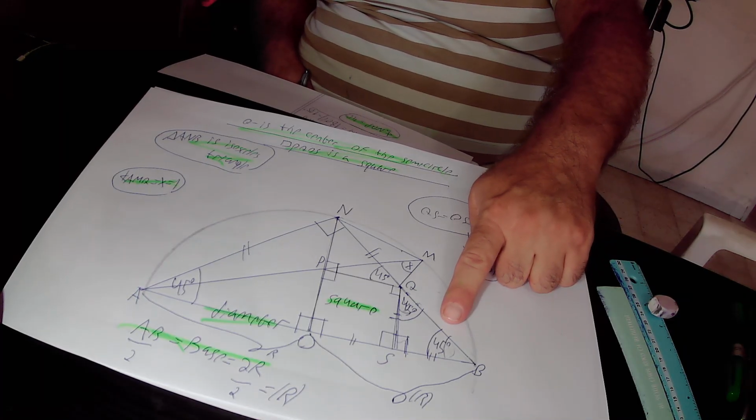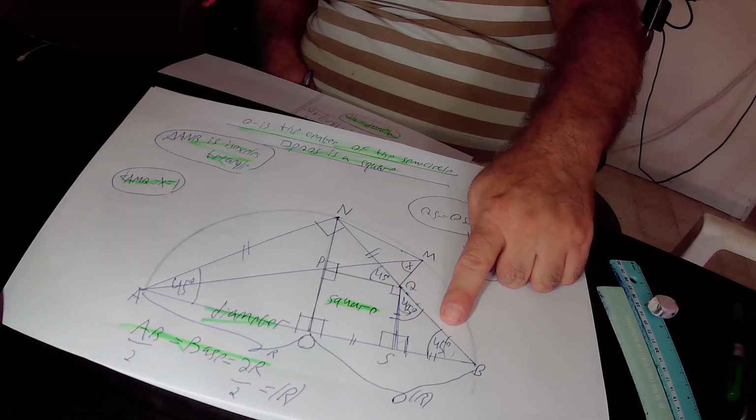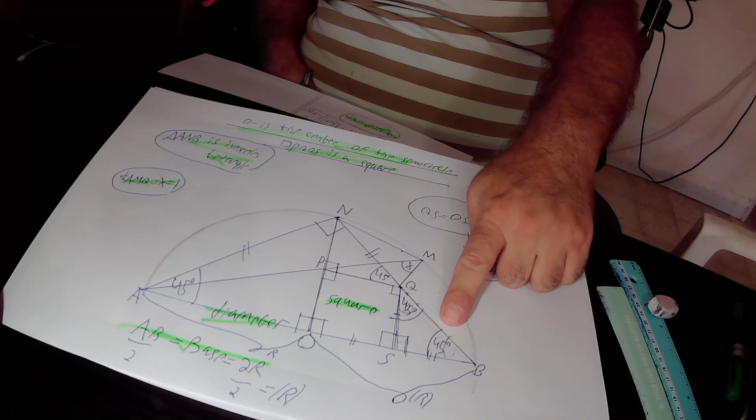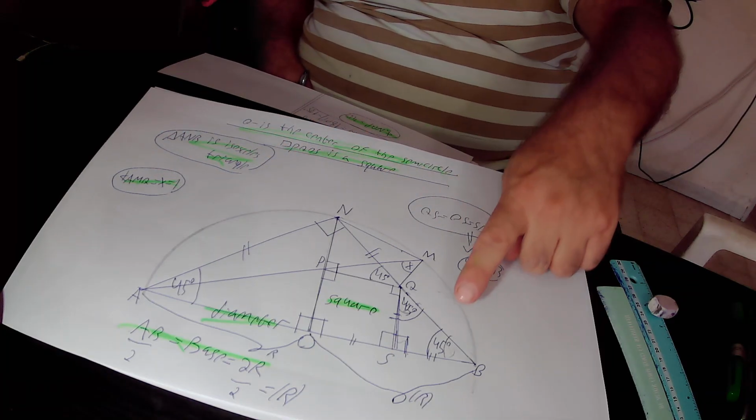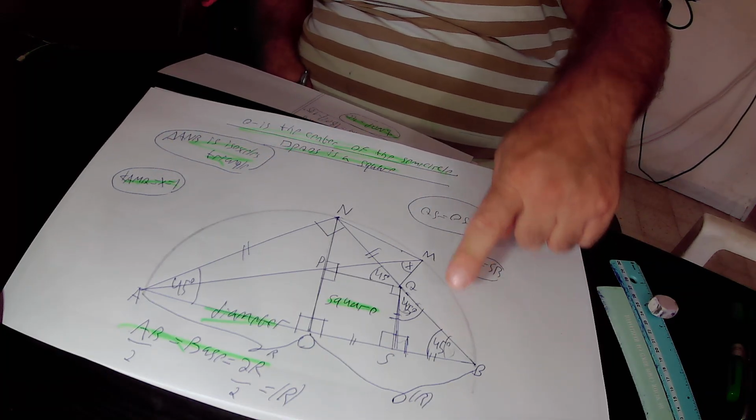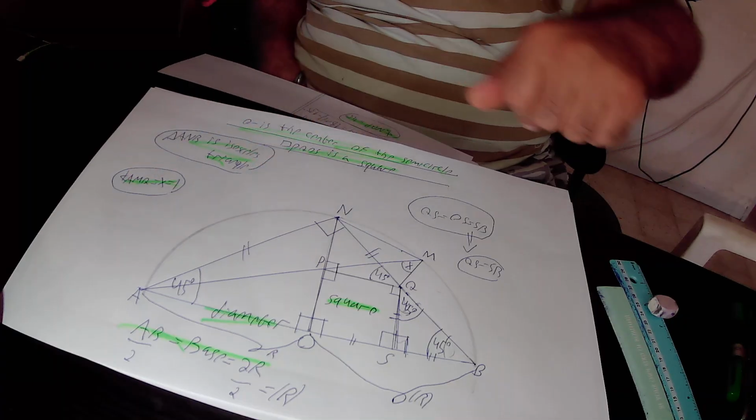This is angle ABN. Angle ABN equals 45 degrees in size, and it subtends chord NA. Again, angle ABN equals 45 degrees in size, and it subtends chord AN.